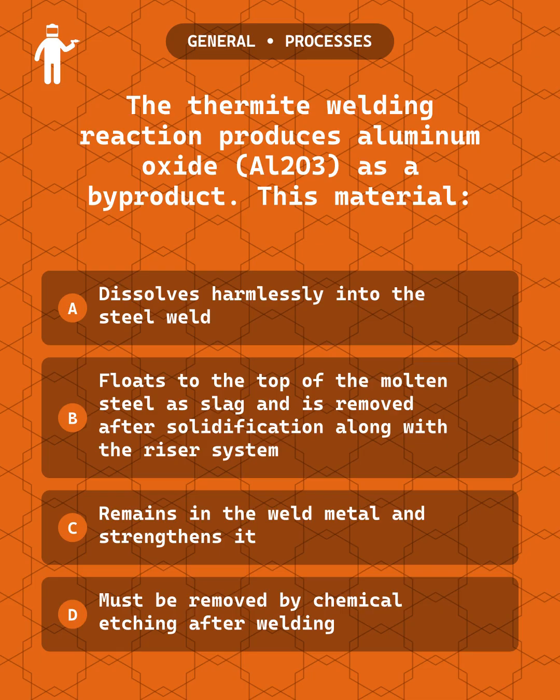Question 8. The thermite welding reaction produces aluminum oxide as a byproduct. This material, A. Dissolves harmlessly into the steel weld. B. Floats to the top of the molten steel as slag and is removed after solidification along with the riser system. C. Remains in the weld metal and strengthens it. Or D. Must be removed by chemical etching after welding.